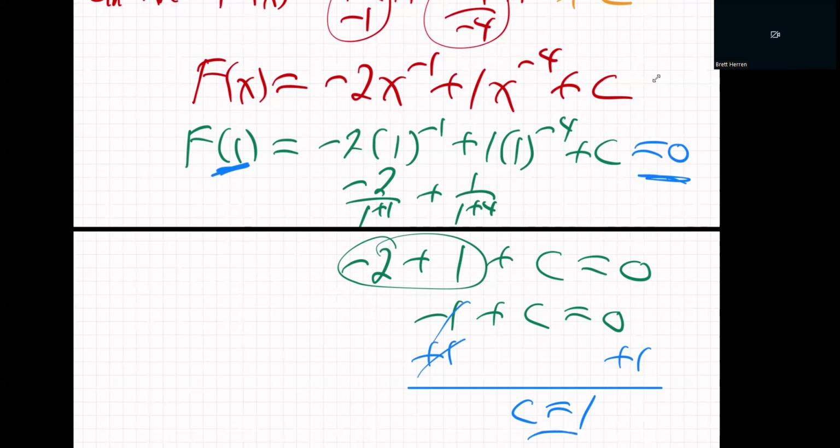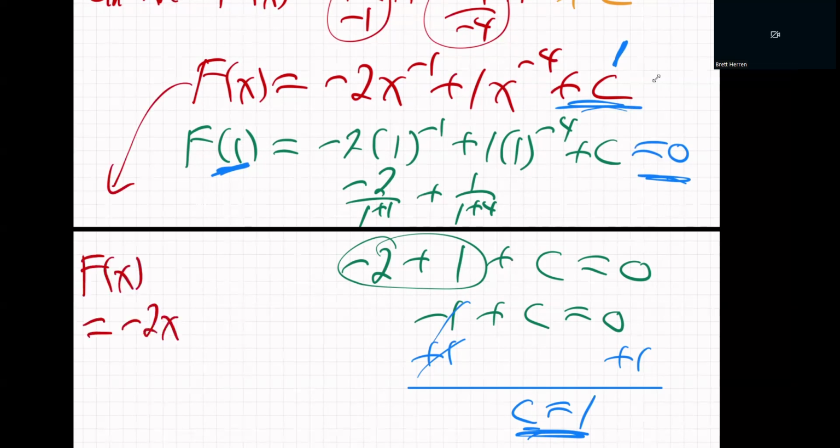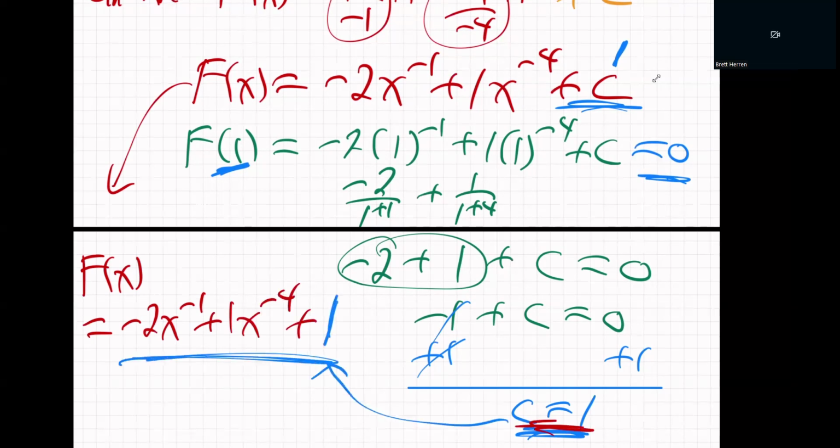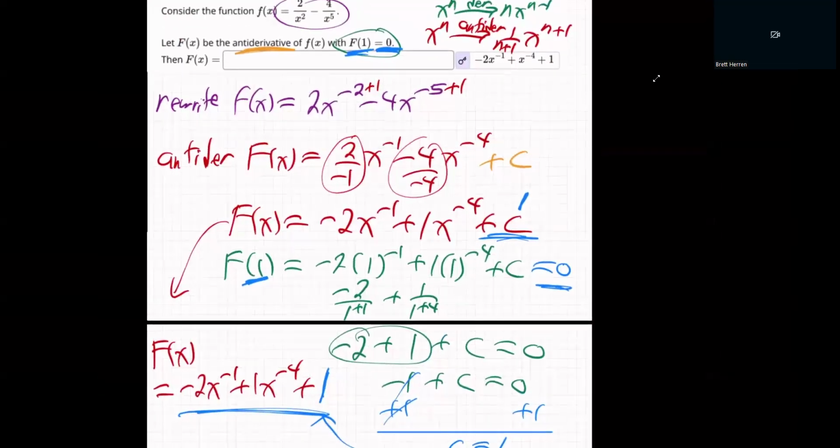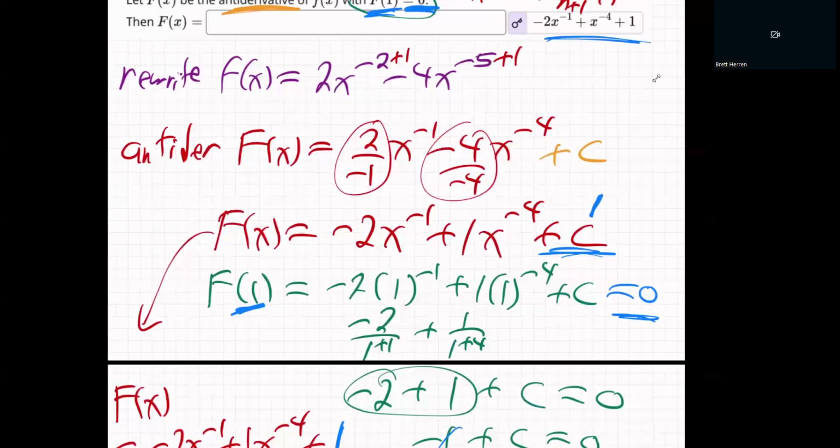The constant is 1. So the final answer for the antiderivative, capital F, is equal to minus 2x to the minus 1 plus 1x to the minus 4 plus the constant, which is 1. There it is. There's the antiderivative, and that's the same exact answer they got up there.